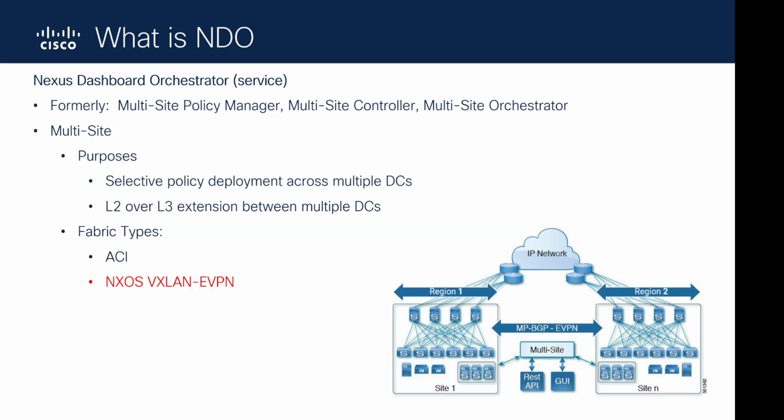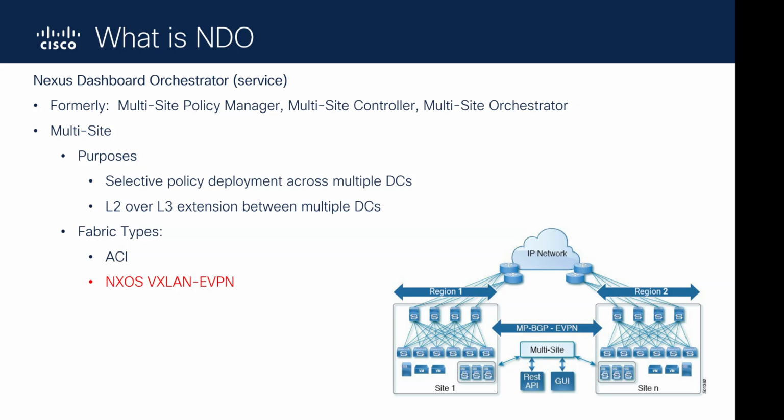It also enables layer 2 over layer 3 extension between multiple data centers. So this is leveraging VXLAN technology under the hood, and is similar to what Overlay Transport Virtualization, or OTV, used to offer on the Nexus 7000 platform.